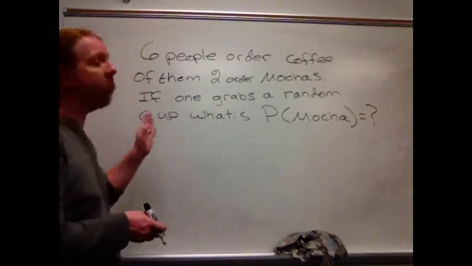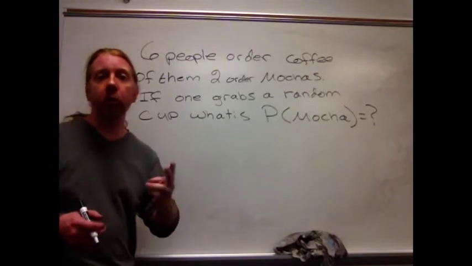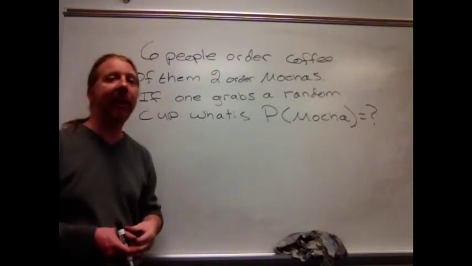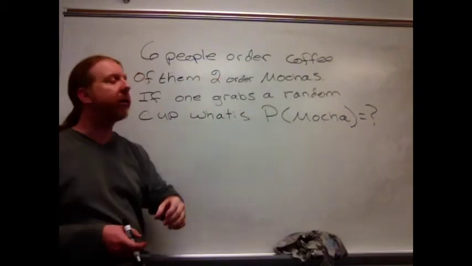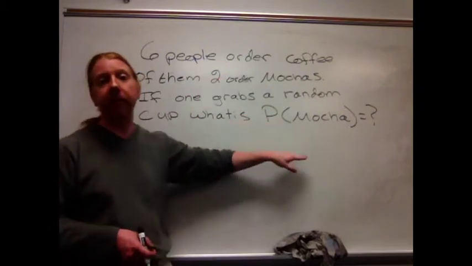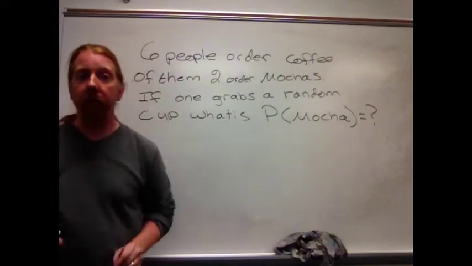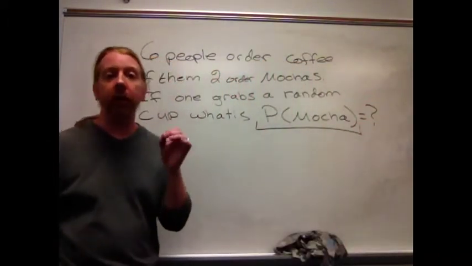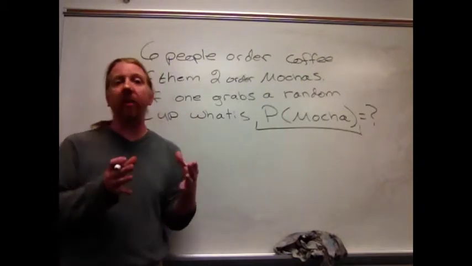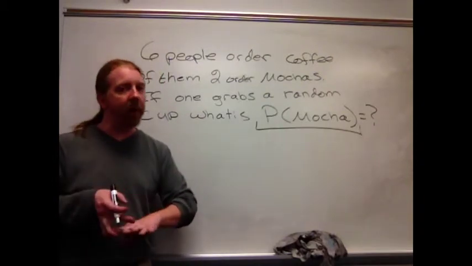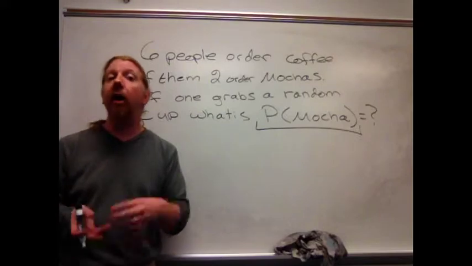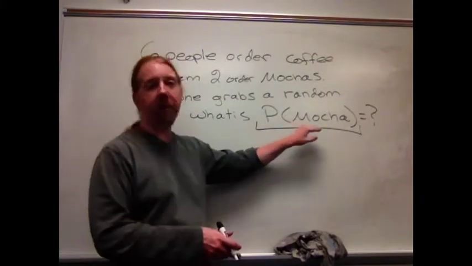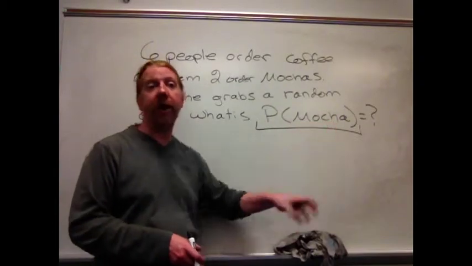It says 6 people order coffee, and of them 2 are going to order mochas. If one person grabs a random cup off the counter and says, "Oh, I got mine, I'm out of here," what is the probability that they're going to pick the mocha? Now, notation. When I write the letter P, and in parentheses list something, a name, describe a situation, or simply put a letter, I'm talking about the probability of that event occurring. This is mathematical shorthand that we're going to be using throughout the chapter.